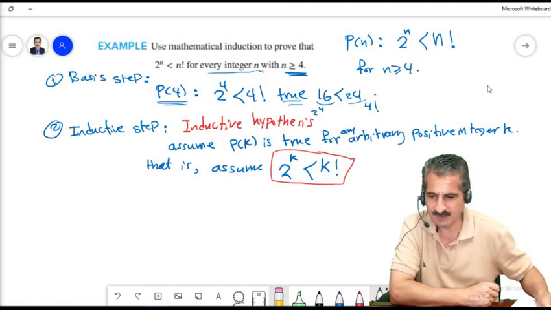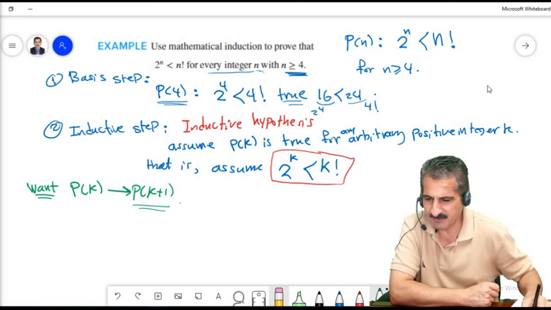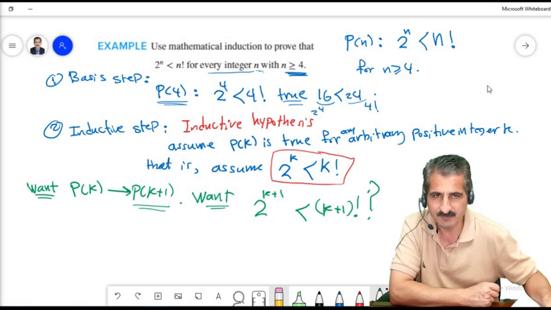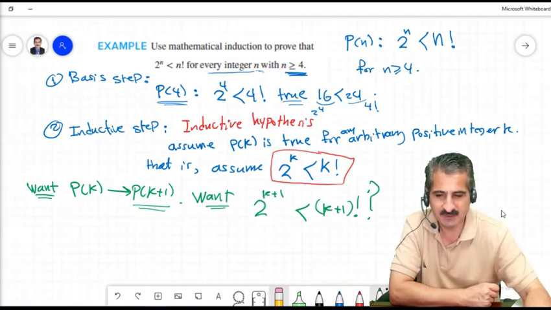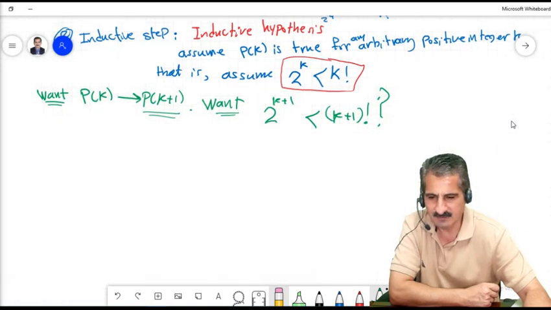So, okay, what do we want? We want to show that P of k gives P of k plus 1. But what is P of k plus 1? That means we want 2 to power k plus 1 to be less than k plus 1 factorial. That is what we want to prove, using the inductive hypothesis. Okay, let us see.